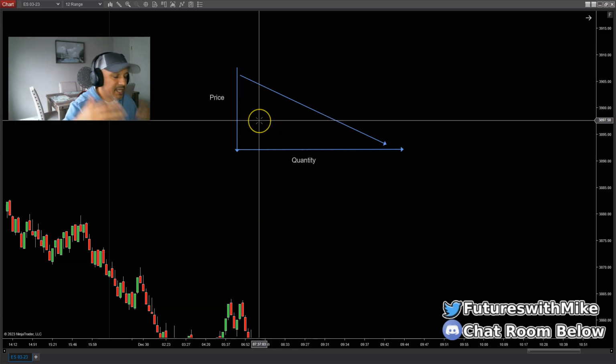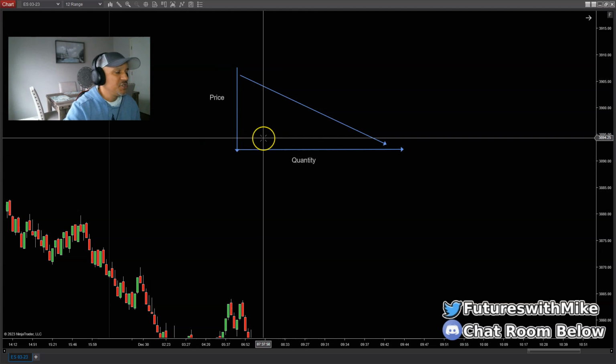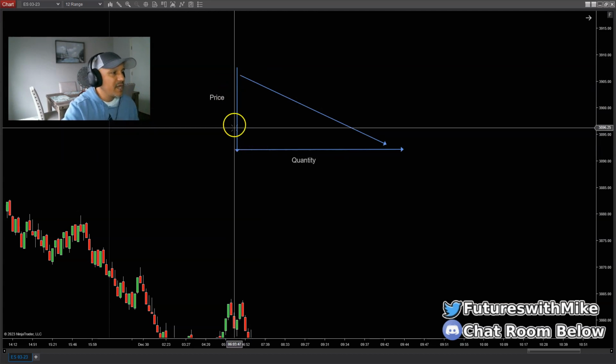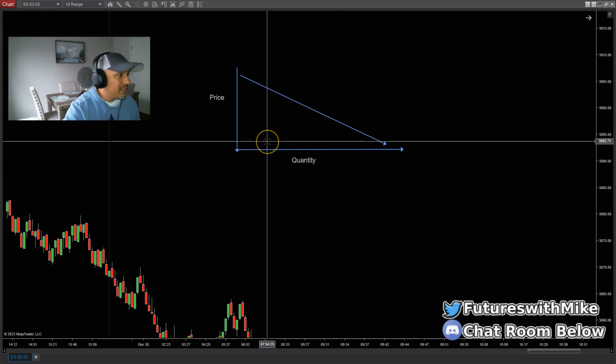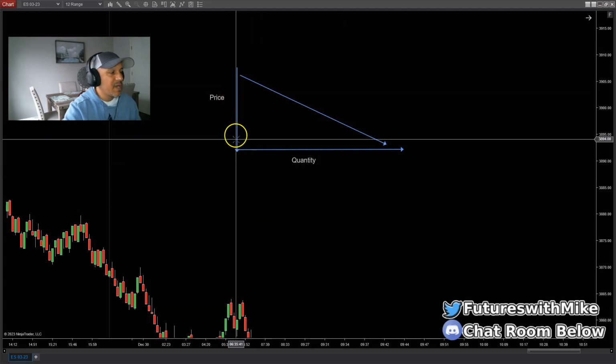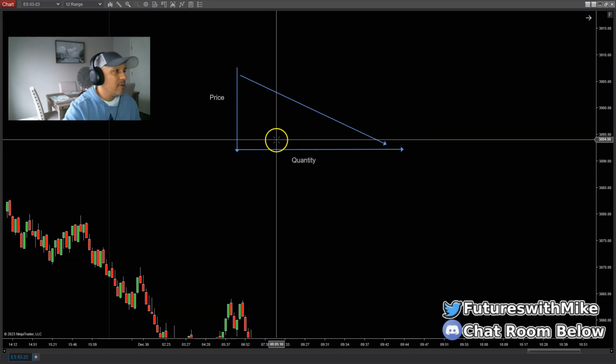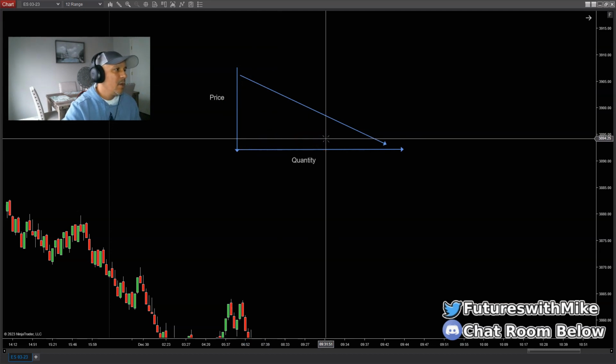So just kind of understand that. This is just showing you a quick representation. Price here, quantity here. As price goes up, what happens? Quantity is going to be less, meaning people are going to buy less. As price goes down, once again, people are going to buy more. So we want to buy more when prices are lower, and we want to buy less when prices are higher. We want to become sellers.